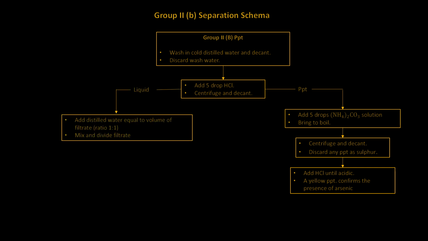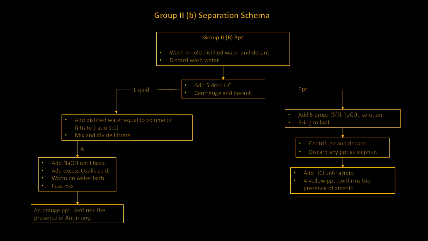To the remaining filtrate that was set aside after washing your group 2B precipitate with the cold distilled water, add an equal amount of distilled water to a ratio of 1:1. Then divide the filtrate into 2 equal subsamples. To subsample A, add some sodium hydroxide until it's just basic. Then add an excess amount of solid oxalic acid and warm it on a water bath. Place some hydrogen sulfide gas through the sample. If an orange precipitate forms, it confirms the presence of antimony in the original sample.